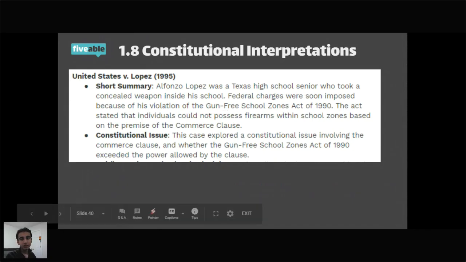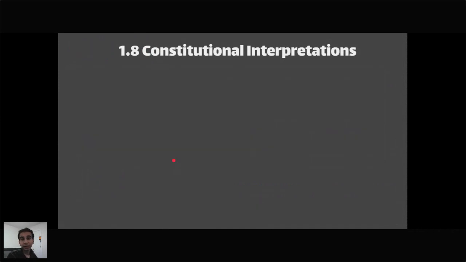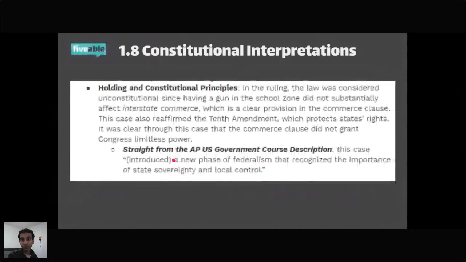Now, the issue was, is that allowed in terms of why is it a Commerce Clause, right? Because the Commerce Clause really is just expanding the federal government's power with every Supreme Court case that involves it. However, in this case, the law was considered unconstitutional because it really did not substantially affect interstate commerce, which is a provision in the Commerce Clause.